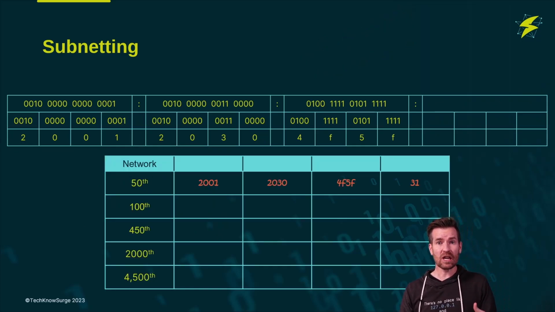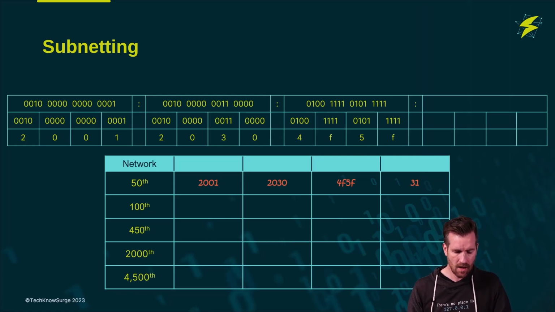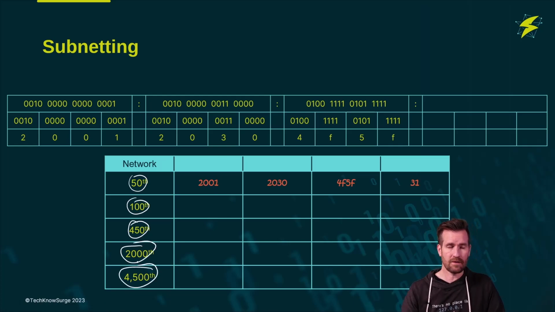Okay, here's time that you can practice this. You can go and practice each one of these and figure out what the network address is going to be for each one. Figure out the first 4 hextets. We're just ignoring the host bits for now. So you're going to figure out the 50th, well, we actually already did that, but the 100th, the 450th, the 2000th, and the 4500th.